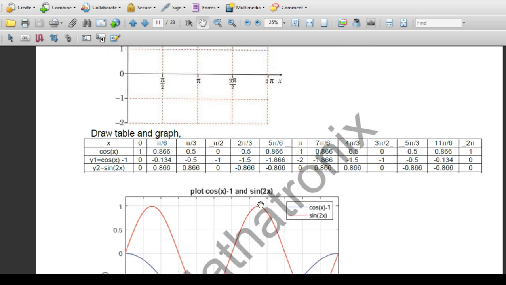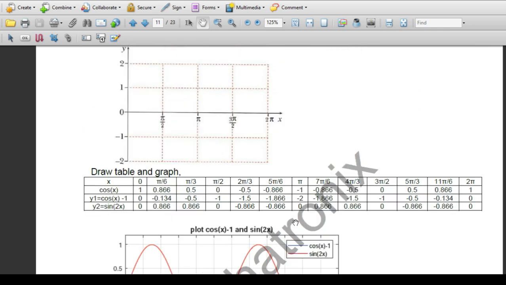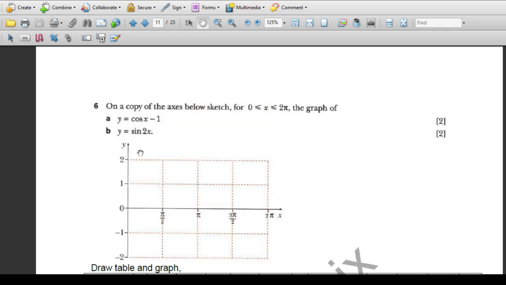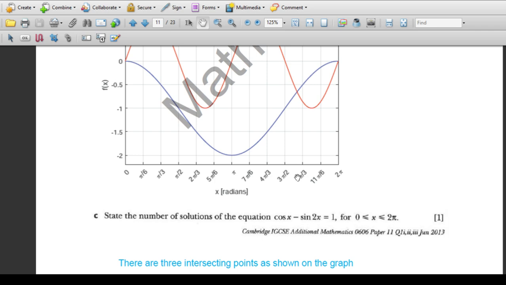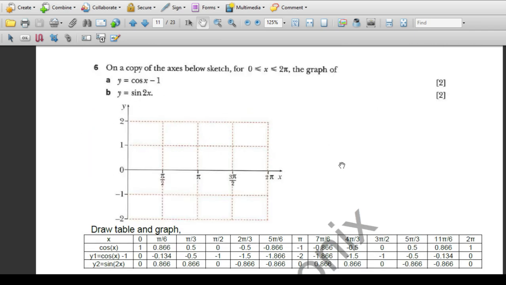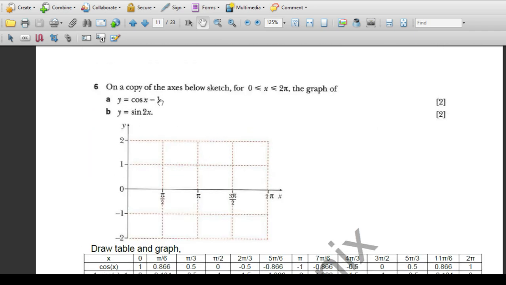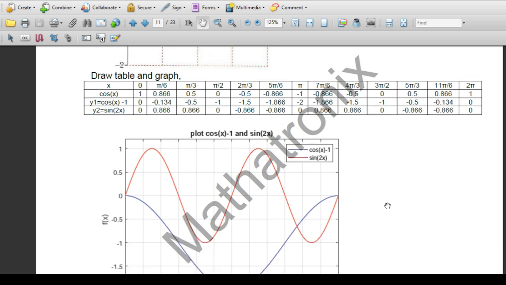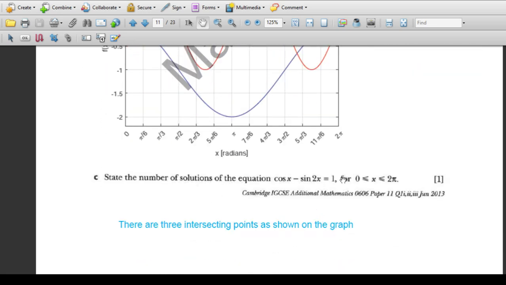Simple. Now this is part A. Now part C. State the number of solutions of the equation cos x minus sine 2x is equal to 1. So if we shift this 1 here, cos x minus 1 is equal to sine 2x on the right hand side. So this becomes the equation. On one side we have plotted cos x, on the other side we have plotted sine 2x.